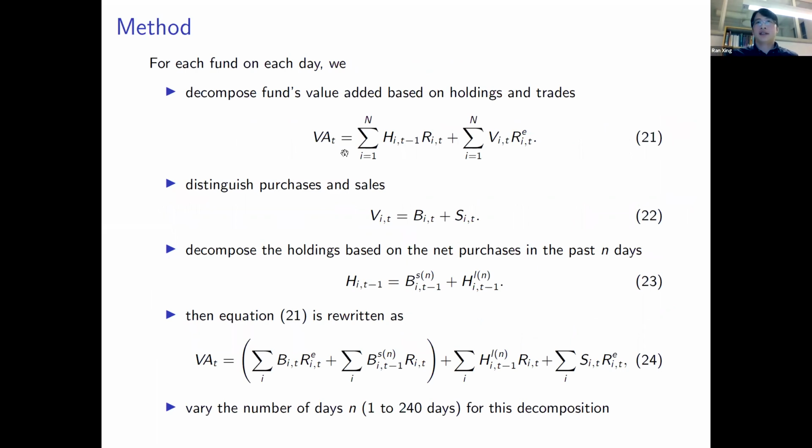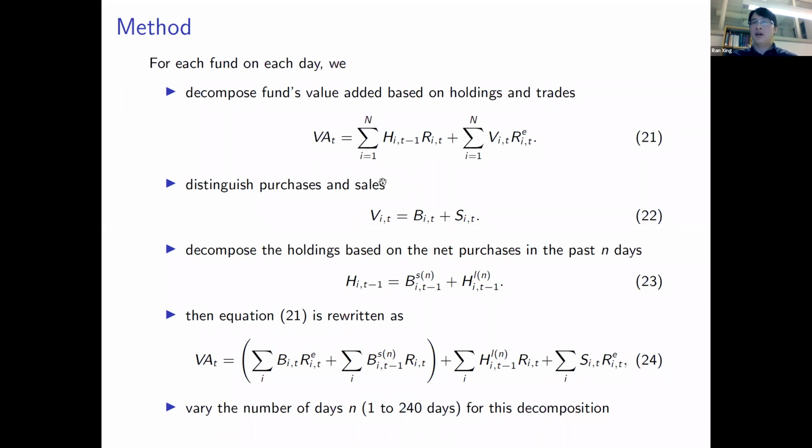So for the method of decomposition, here is the empirical decomposition. We decompose the fund's value added based on the past length of its holdings, basically. For each fund on each day, VA_t here stands for the value added of that fund on day t, and we decompose it into the first term. Here, H_{i,t-1} stands for the holding of stock i at the beginning of day t in dollar amounts, and r_{i,t} is the abnormal return of stock i on day t. And the second term, v_{i,t}, is the trading amount of stock i on day t, which is positive for purchases and negative for sales. And r^e_{i,t} is the return from the execution of the trade to the end of the day for that stock. So if you buy a stock which outperforms, that adds value, or if you sell a stock which underperforms, that also adds value.